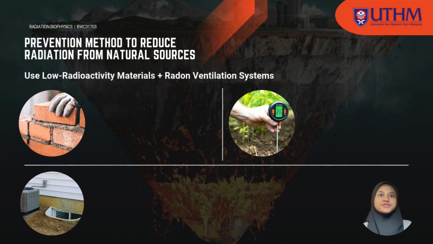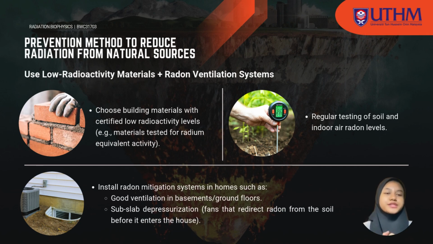The good news is we can take steps to reduce our exposure to radiation from building materials. First, we need to choose materials that are tested and certified for low radioactivity. For example, bricks and concrete should be assessed for radium equivalent activity to make sure they are safe for long-term indoor use. Second, we must control radon gas, which builds up indoors from soil and cement.